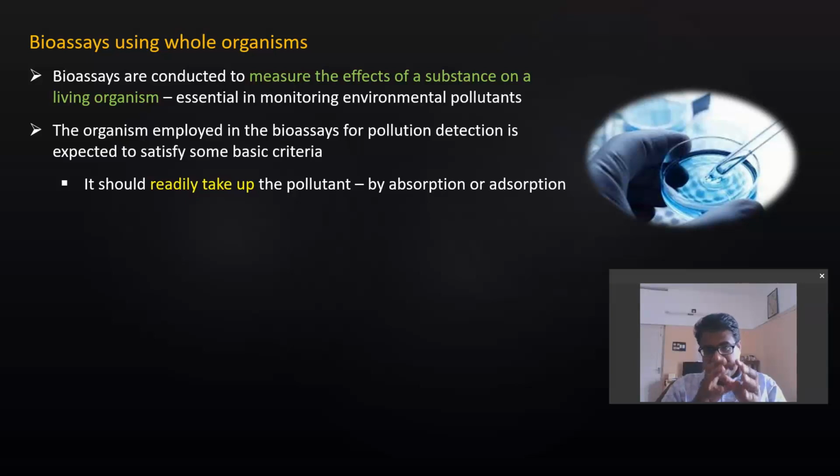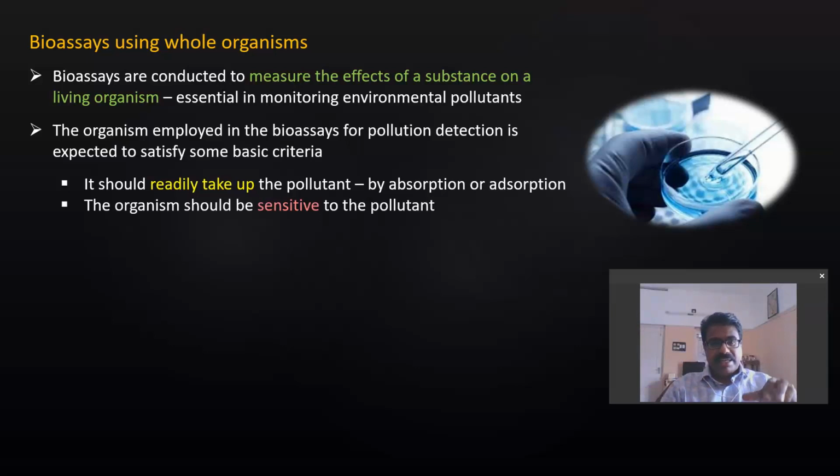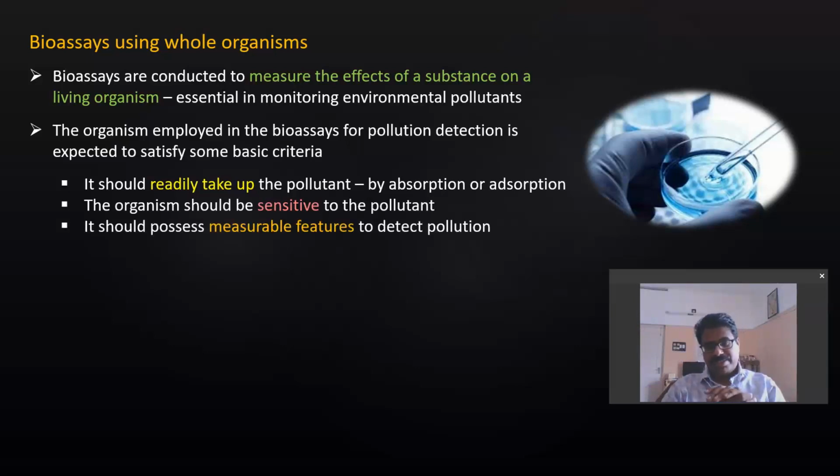It should be able to take up the pollution if it is in water or soil or air, wherever it is. This organism should take up the pollutant, and it should be sensitive. It should not be resistant to the pollutant, and should possess measurable features. We know that this particular fish can take up this particular pollutant, and that all theory we know. But if we don't know how to measure that pollutant, how much amount of pollutant it can take up, then there is no use. So this organism should possess measurable features to detect pollution, either visually or genotoxically or metabolically.